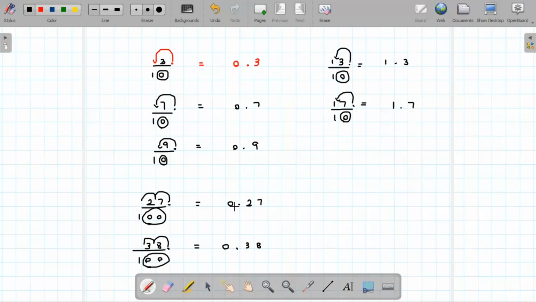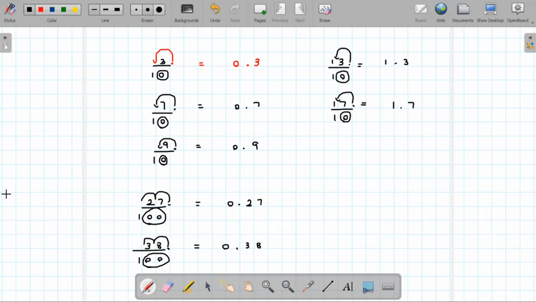Now, the way of pronouncing these numbers: first, we are going to say the number 0. Then for the point, we are going to pronounce it as 'point'. 0.27, 0.38. Likewise, we are going to pronounce it. So I think that now you could understand what's going on with these decimal numbers and how to convert fractions which have the denominator as a multiple of 10.